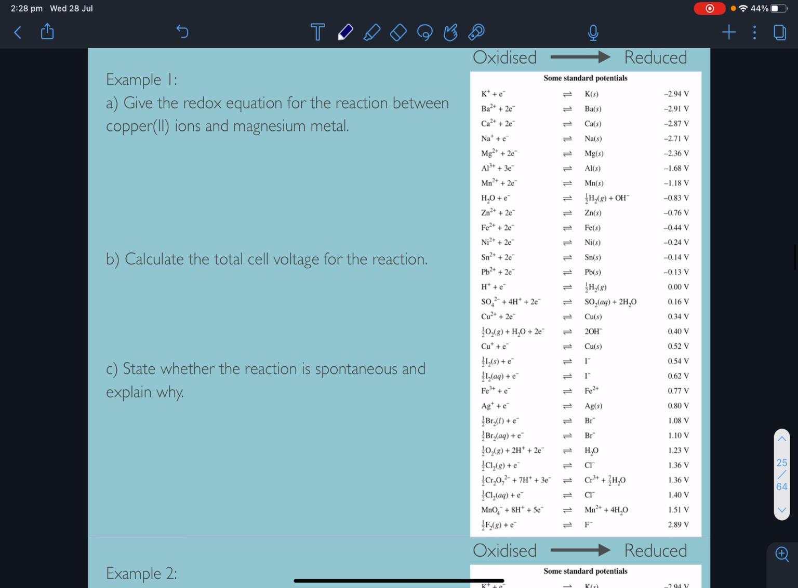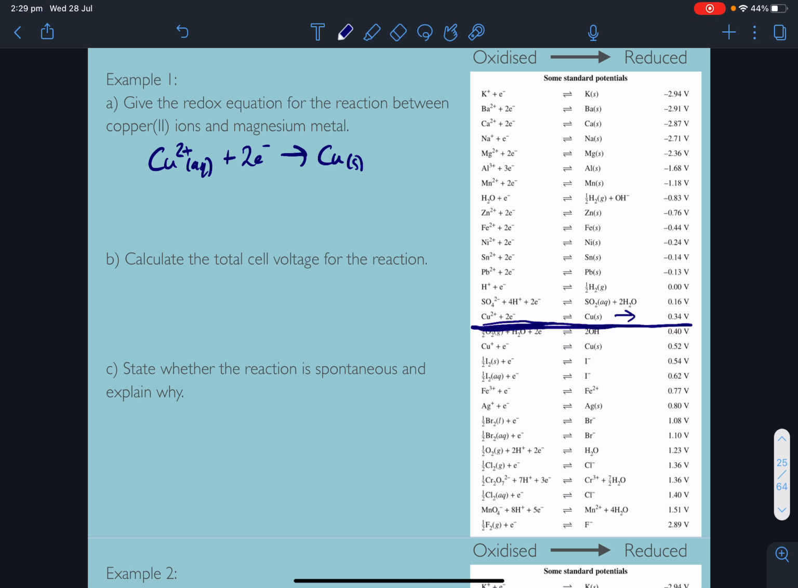Okay, let's do some examples. Give the redox equation for the reaction between copper ions and magnesium metal. So copper 2 ions, there's only one way that they can go, and that is to be reduced to copper solid metal. Oh, why did I just put an ion on there? What a duffer. Copper solid metal. Let's find it on here. It's always good to orientate yourself on the table. Copper 2 plus 2 electrons, so it's that one going forward.